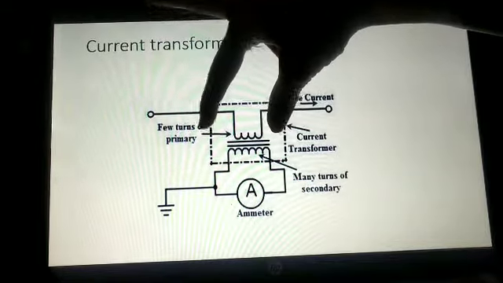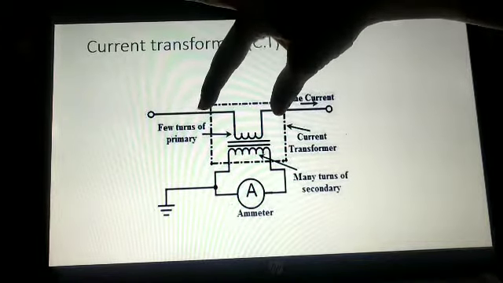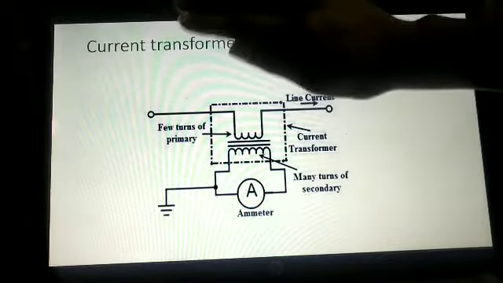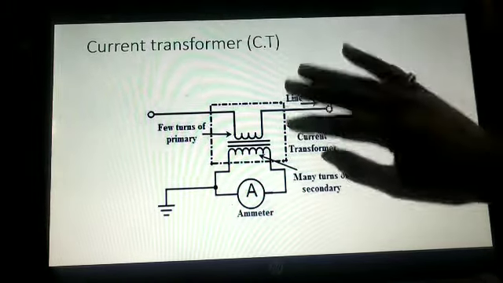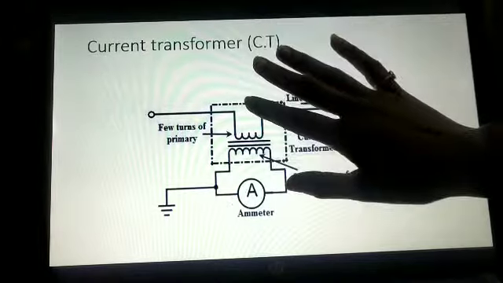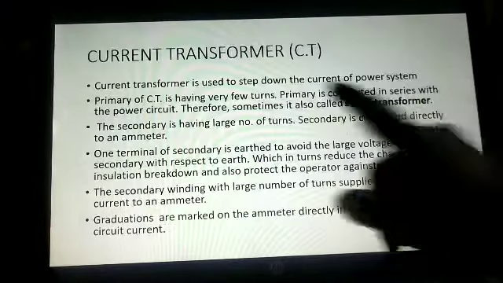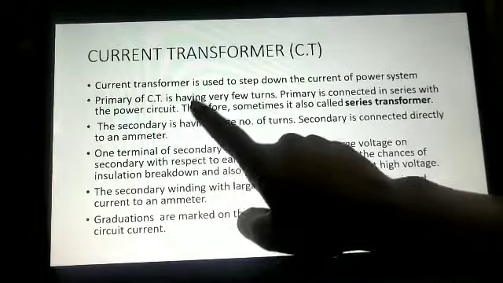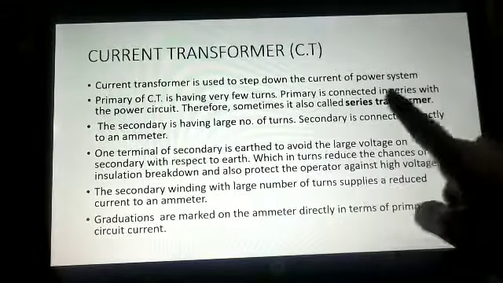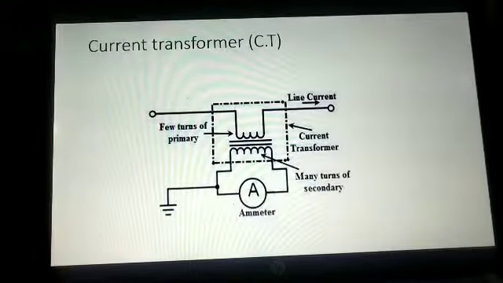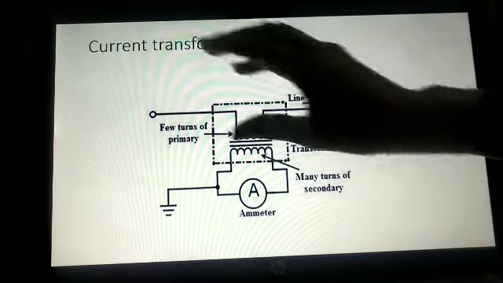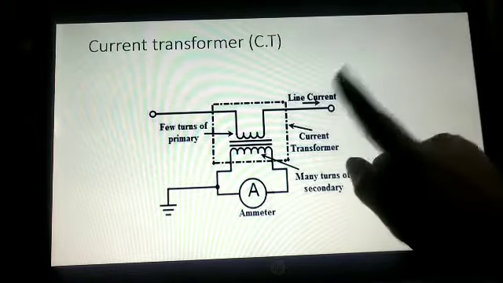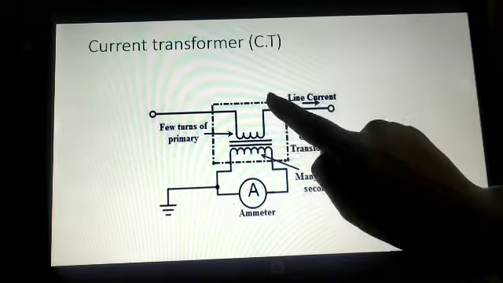So the primary side is connected to the power system side where the current is to be measured, right? And how is it attached? It is attached in series. The primary is connected in series with the power circuit. Therefore, sometimes it is called a series transformer. First you have to write everything about the primary side. So the first point is what? Primary has few number of turns.